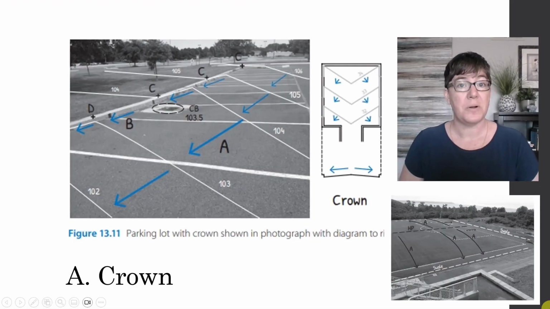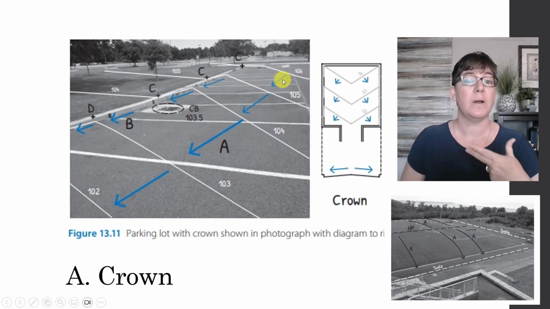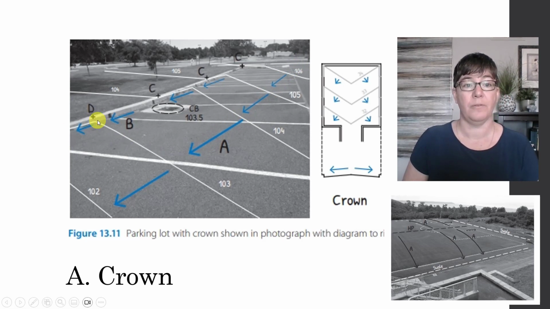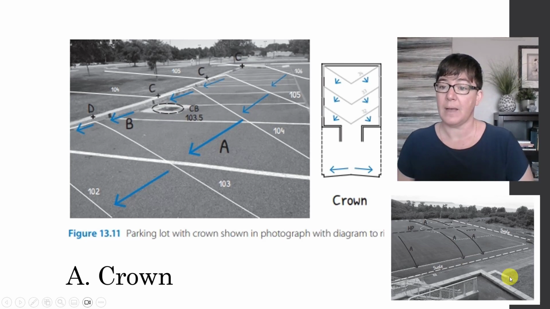Let's take a look at some photo examples from your textbook. Here we have a parking lot with a crown, and you can see that because of these diagonal sloped lines. These are just like these lines right here. So the water is going to run in a direction perpendicular to those lines. Eventually, as it makes its way over here, it's going to be caught by that curb and directed to a catch basin.